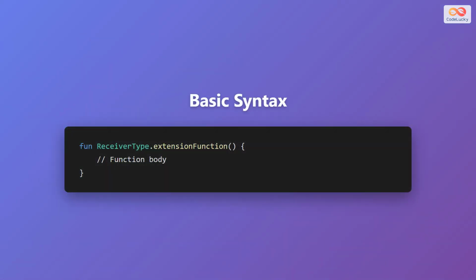The syntax for creating an extension function is straightforward. You start with the fun keyword, followed by the receiver type, then a dot, and the name of your extension function. The receiver type is the class you want to extend. Inside the function body, you can access the instance using the keyword this, which refers to the object the function is called on.